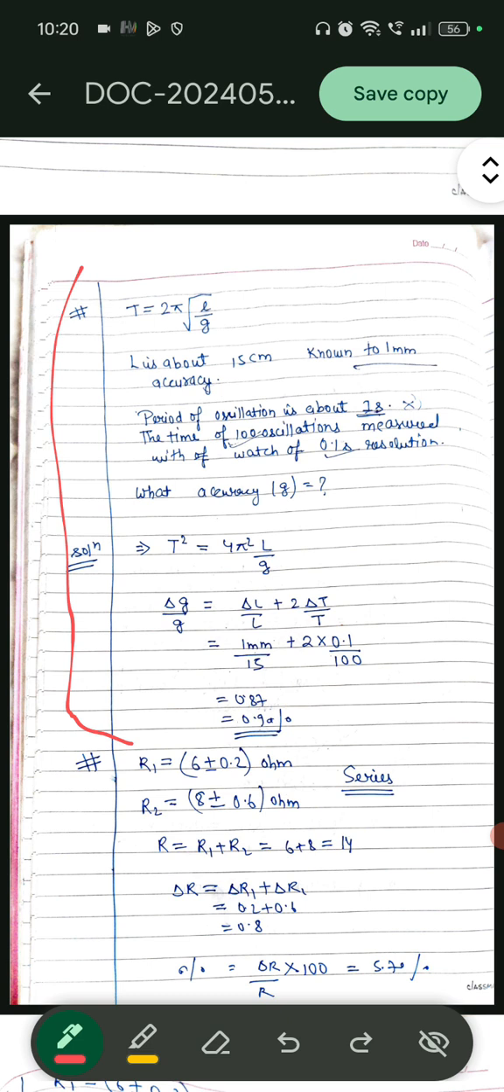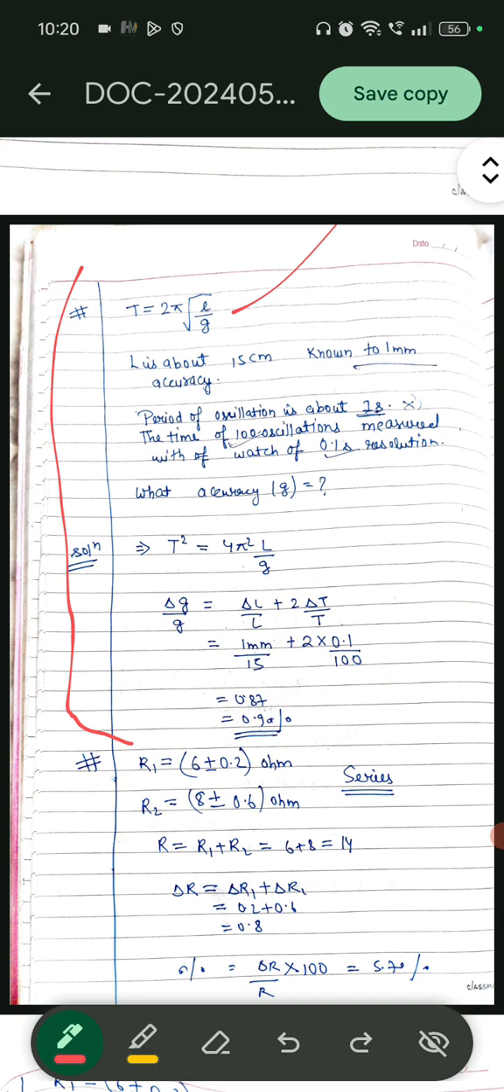This is T equal to 2 pi root L by g, which is given. This actually came in my examination when I was in 11th standard. Not in the board exam, but in my 11th standard exams. So this question is very important.